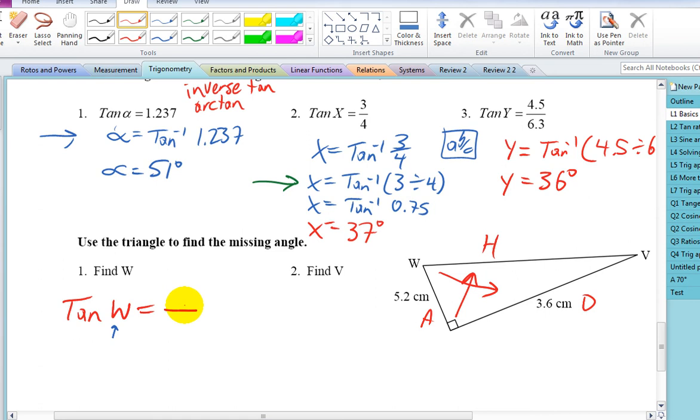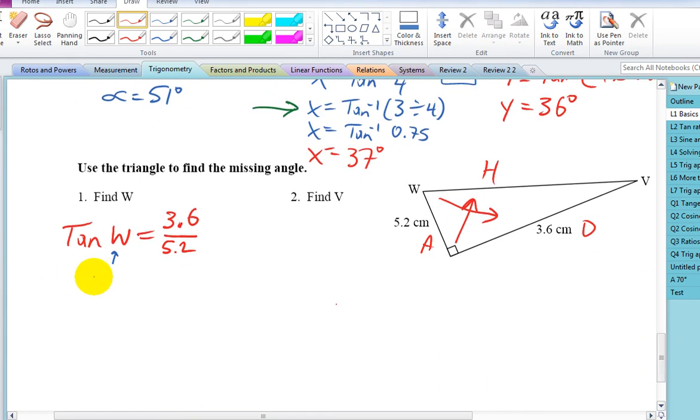Okay. So what's W? What's the fraction? Devinder? Bingo. Good job. 3.6 divided by 5.2. What's the next line of work you have to write? W equals tan negative 1, because you got to do the opposite. 3.6 divided by 5.2 in brackets. Okay, all calculators can do that, but not all calculators can do decimal fractions, because they're not really that correct. Okay. Now go to your calculator, get me an answer.